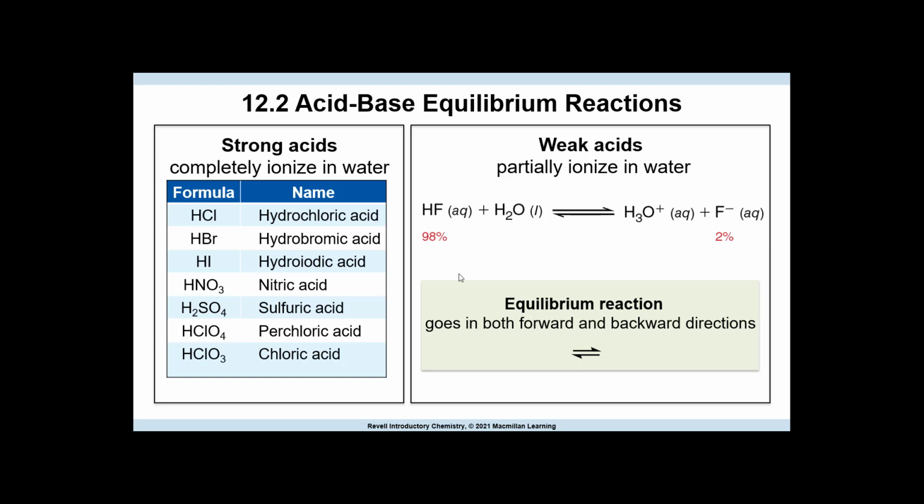The ionization of weak acids is an example of an equilibrium reaction. This type of reaction occurs in both the forward and backward directions. Hydrofluoric acid can ionize to form hydronium ions and fluoride ion, but the ions can also combine to reform HF. In order to show this, we use an equilibrium arrow, which is like a half arrow in one direction and a half arrow in the other direction, which shows the reaction going in both directions.